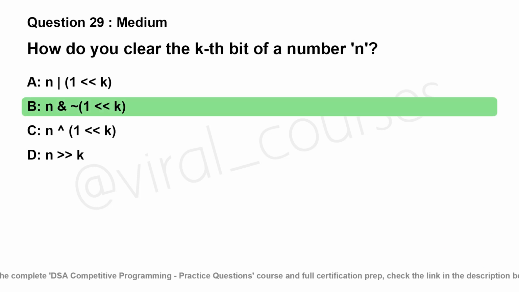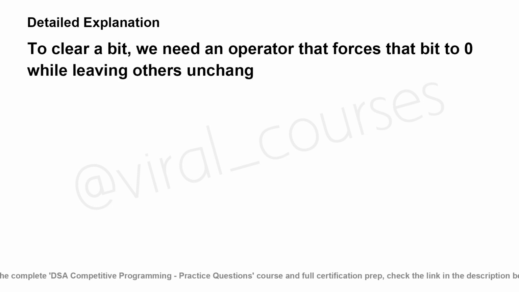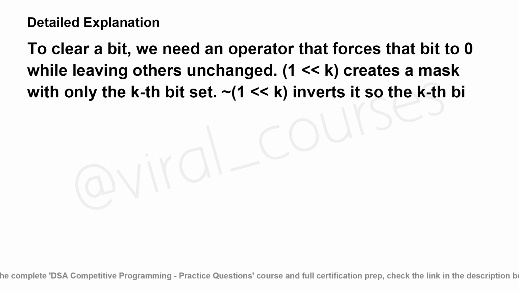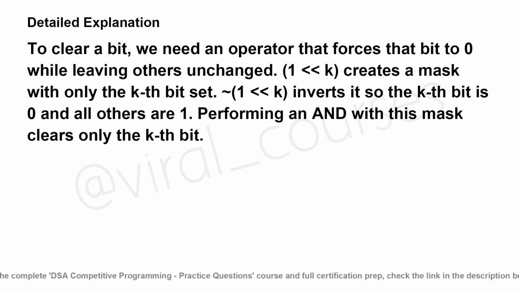The correct answer is B. To clear a bit, we need an operator that forces that bit to 0 while leaving others unchanged. 1 << k creates a mask with only the kth bit set. ~(1 << k) inverts it so the kth bit is 0 and all others are 1. Performing an AND with this mask clears only the kth bit.